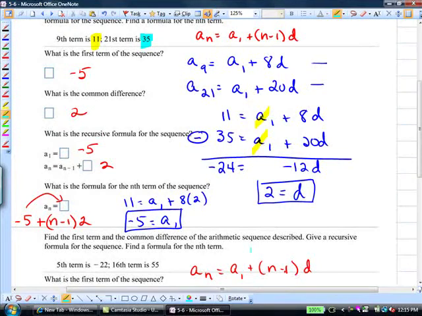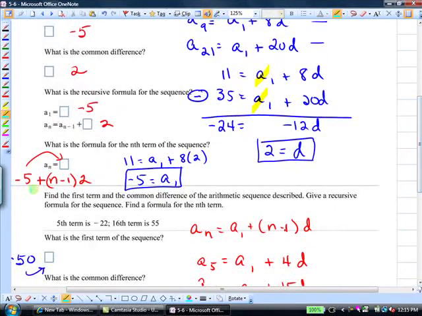Question, Thomas? Okay. So, it asks you to plug in a couple of things. What's the first term? That's a sub 1. So negative 5 goes there. What's the difference? 2. What is the recursive formula? Well, a sub 1 is negative 5, and a sub n, you've got the common difference that goes there. So you kind of repeat yourself. Then it says, what's the formula for the nth term? It wants it in terms like this. Negative 5 plus n minus 1 times 2. You couldn't write that formula unless you did this algebra and got d and a sub 1.